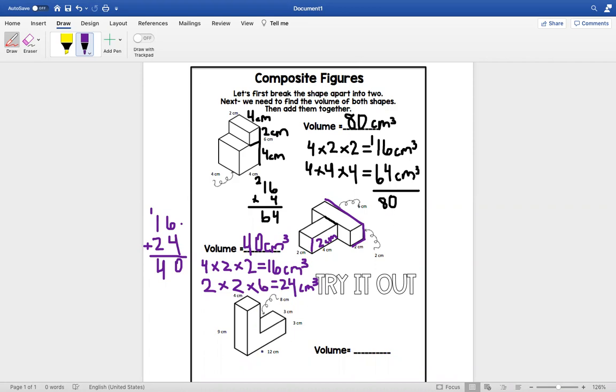So when you try this try it out problem, break this shape into 2 separate shapes. You could either break it apart here, or you could break it apart here. Whichever you choose, whichever is easiest for you. Choose which way you're going to break apart your shape. Then determine the length, width, and height of those shapes and find the volume and add them together.